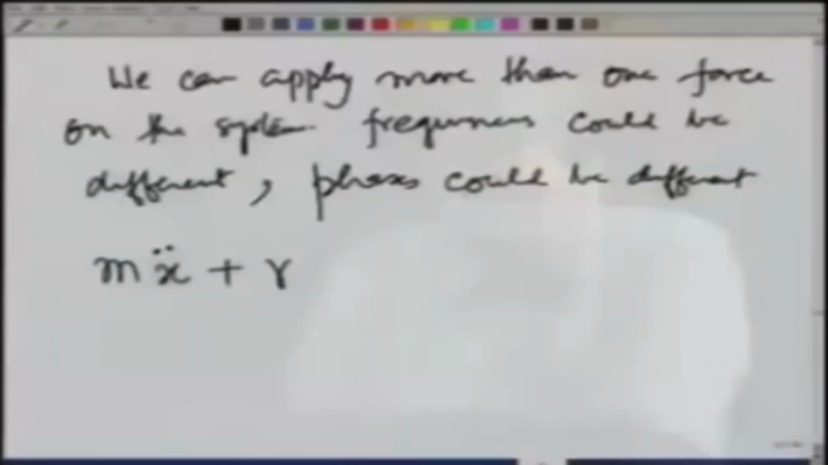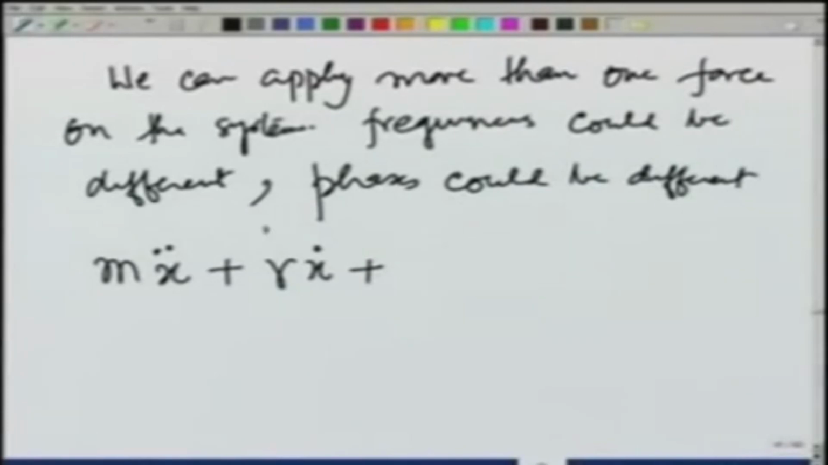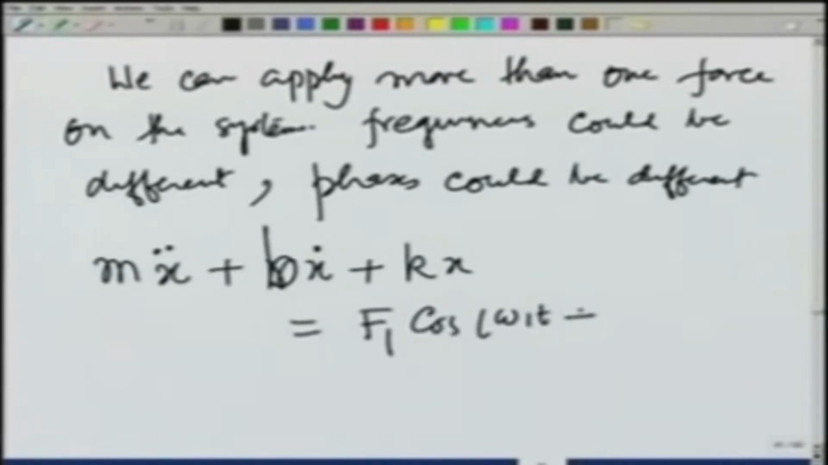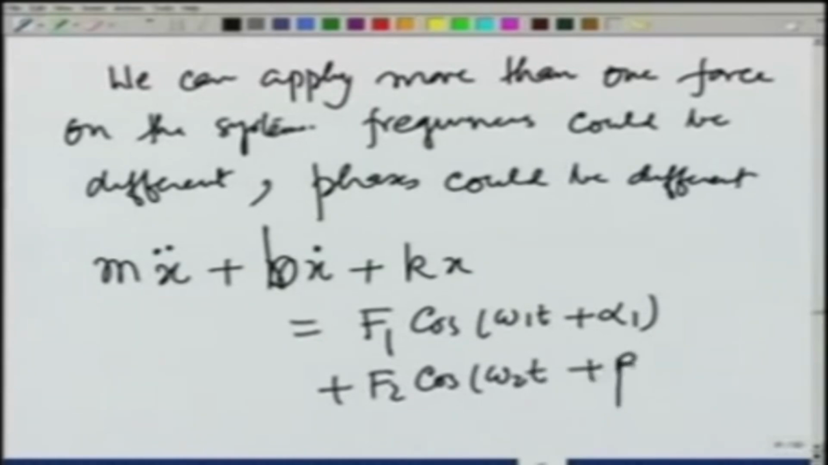As I said in the beginning of the lecture, a general periodic force can be a sum of many different frequencies. So, let us say I have applied two forces, F1 cosine of omega 1 t plus alpha 1, where alpha 1 is a phase, plus F2 cosine of omega 2 t plus beta. So, there are two different phases, alpha and beta, two different forces. What would be the general motion?